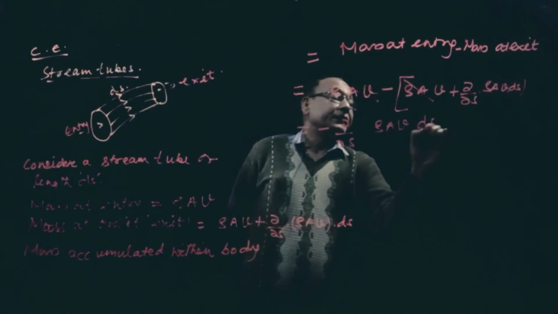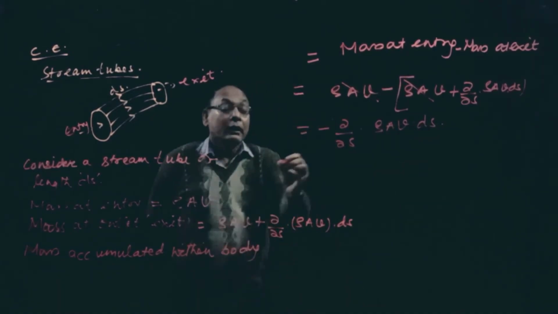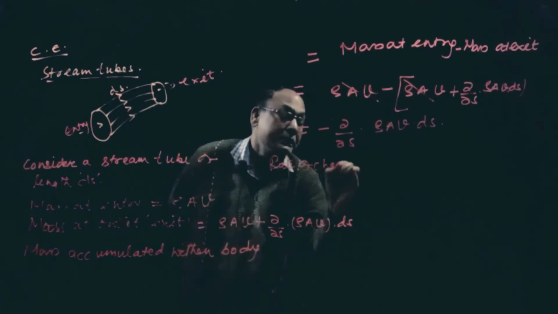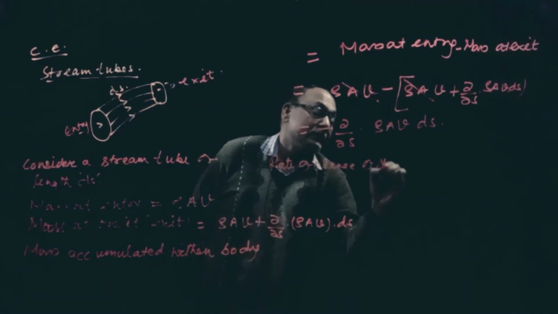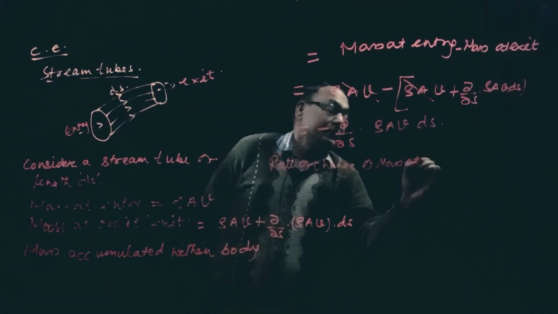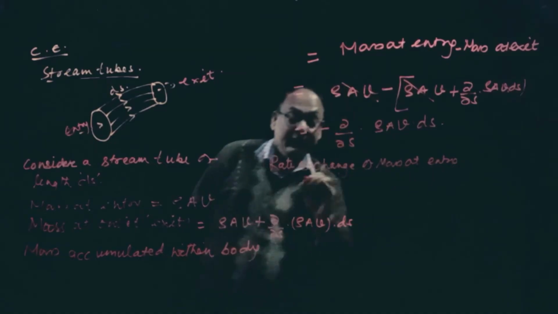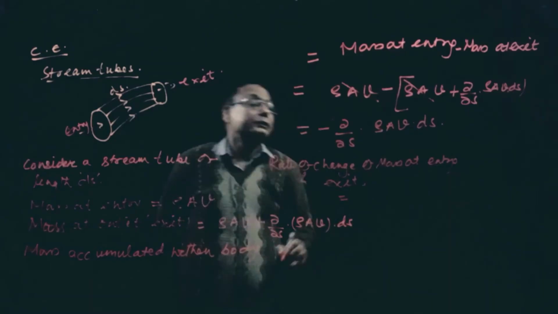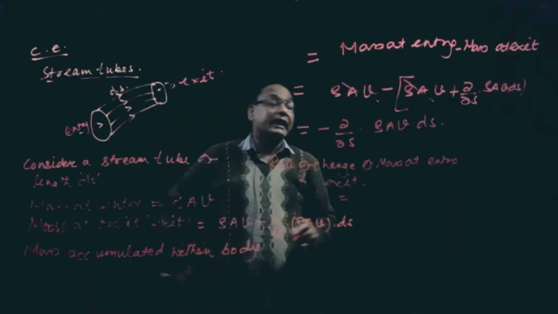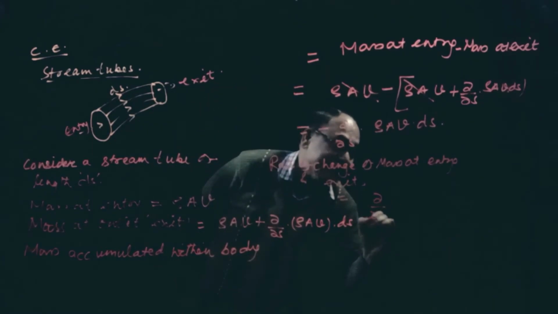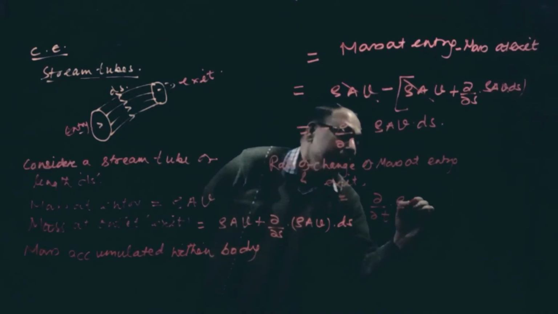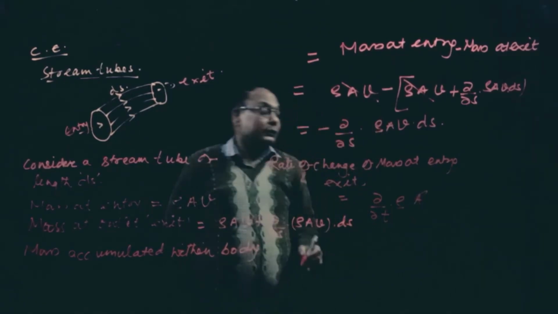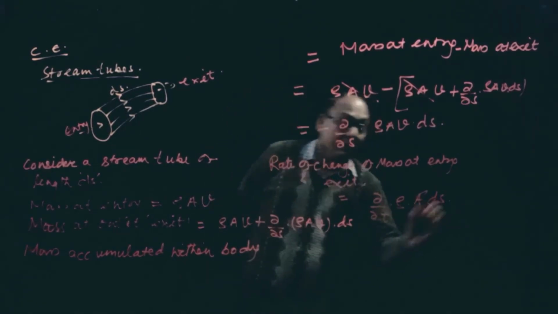Now the rate of change of mass at entry and exit will be equal to d by dt into rho into a into ds.